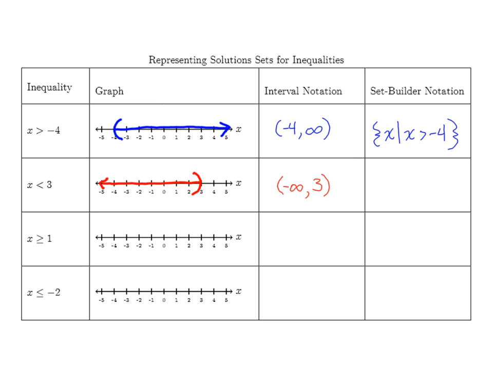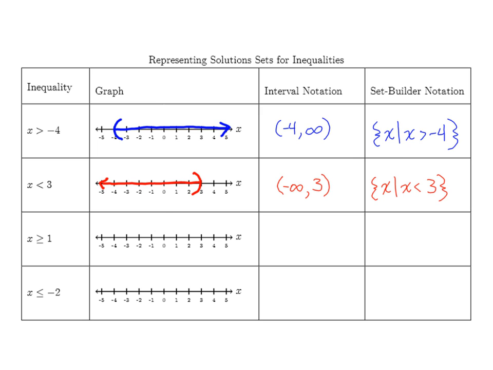Now to put this in set builder notation, we're going to write the set of x such that x is less than 3. To do that with mathematical symbols we're going to put a curly bracket, write x, and then for the such that symbol we're going to use a straight bar, and then after that we'll put that inequality x less than 3, and we'll again end that with a curly bracket.